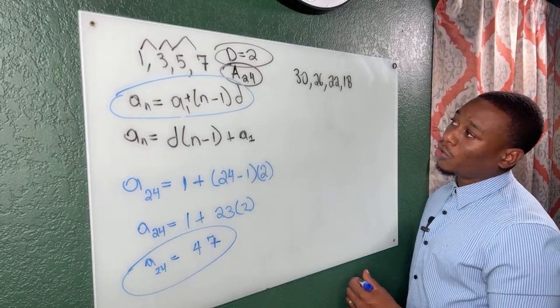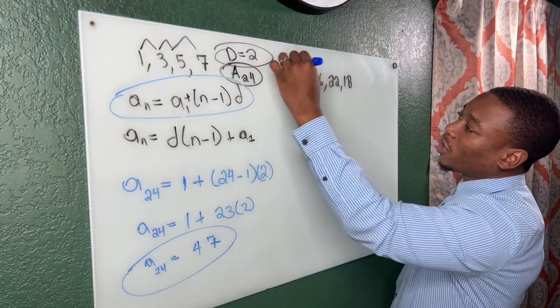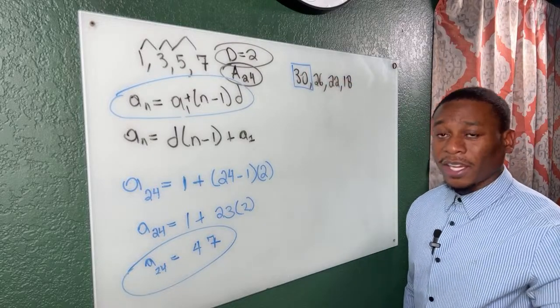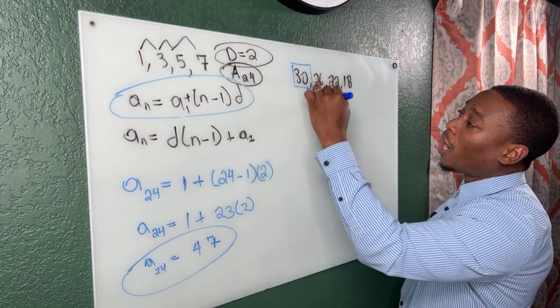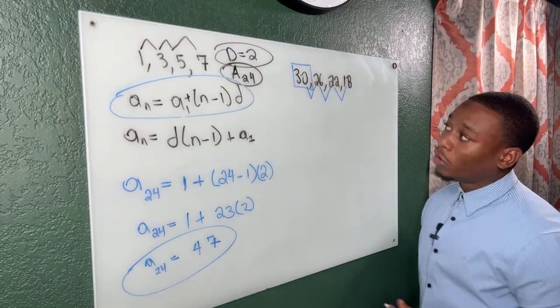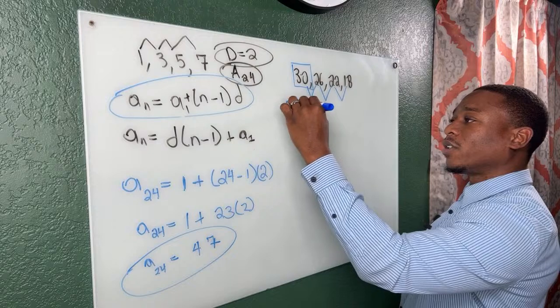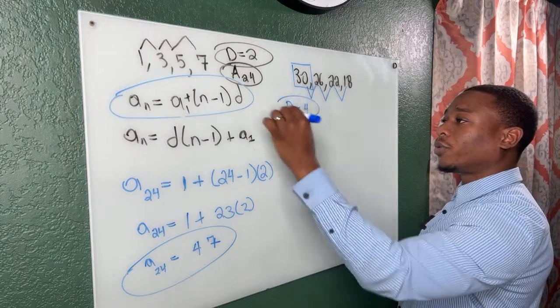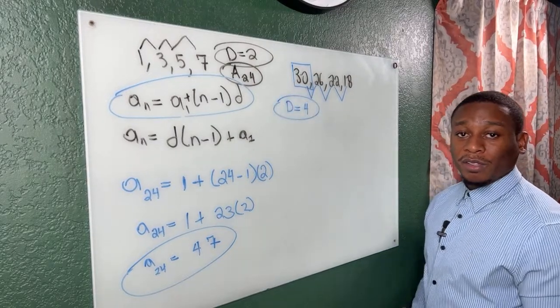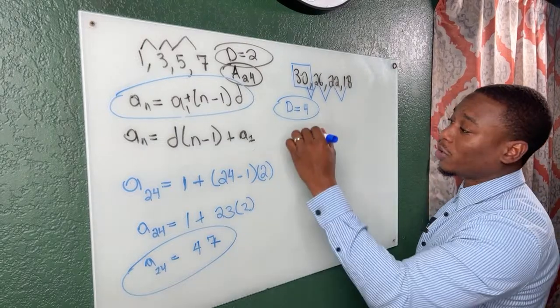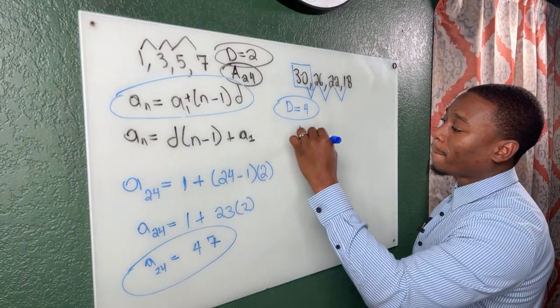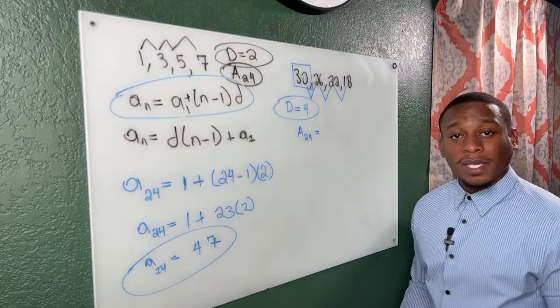First thing we need to do: we know the first term in the sequence. We also have to identify, is this a sequence? Is there a common difference between all of those numbers? And there is. The common difference is equal to 4. So if I'm asking you for the 24th term in the sequence, how would we set this up?